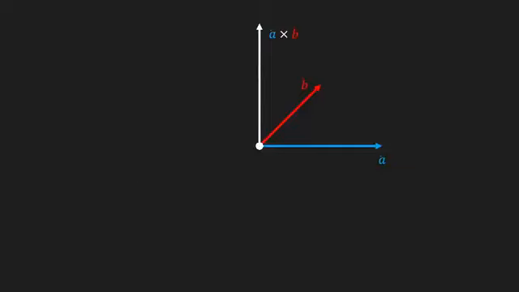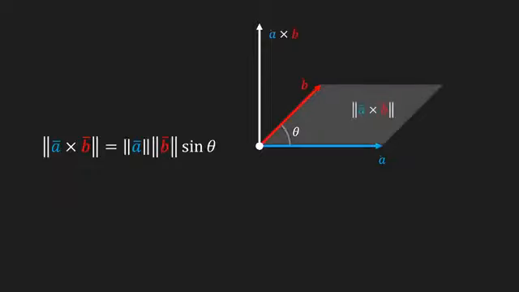To show some of the properties of the cross product, I'm going to introduce this alternative formula that says that the length of the cross product of vector A and B is equal to the length of vector A times the length of vector B times the sine of theta, and theta is once again the angle between vector A and B. Another way to think of the length of the cross product of A and B is to think of it as the area of the parallelogram between vector A and B.